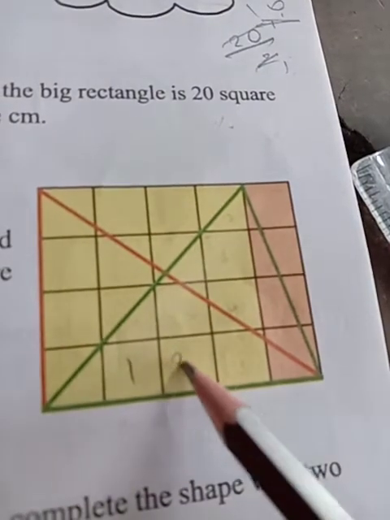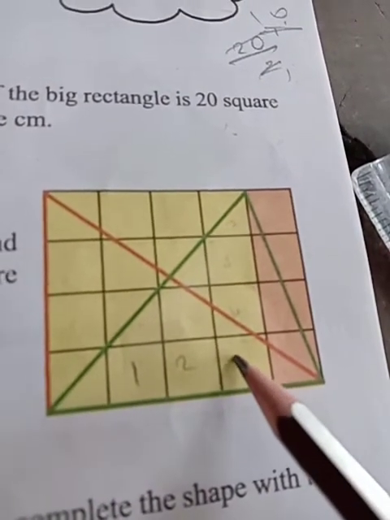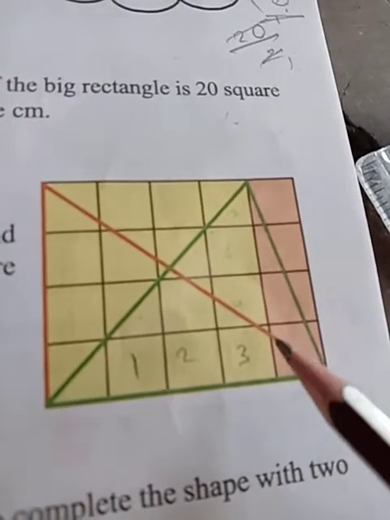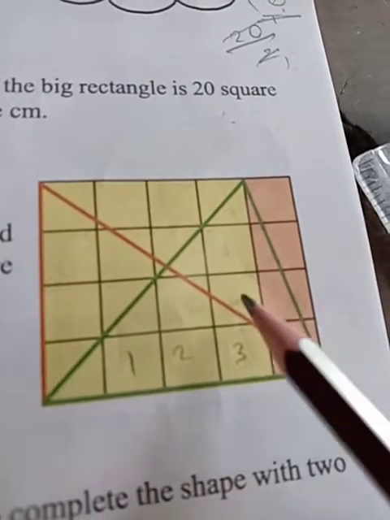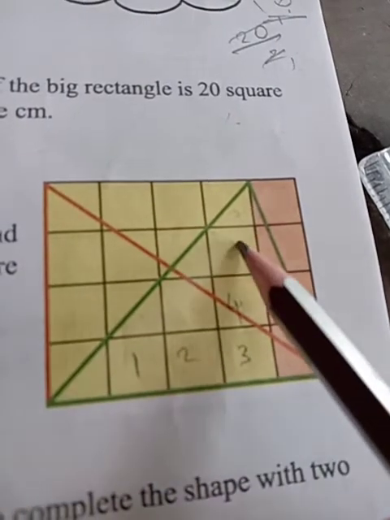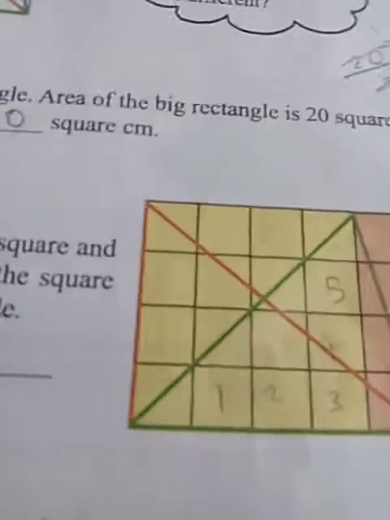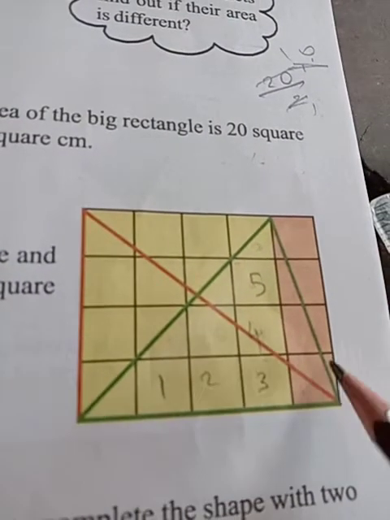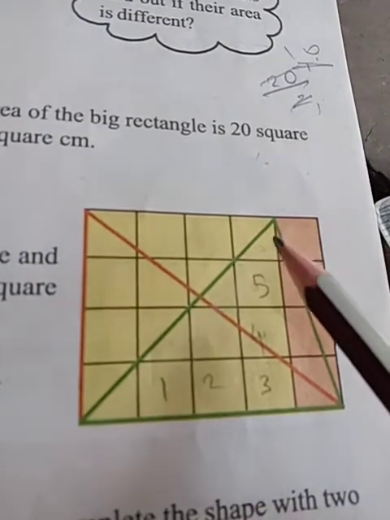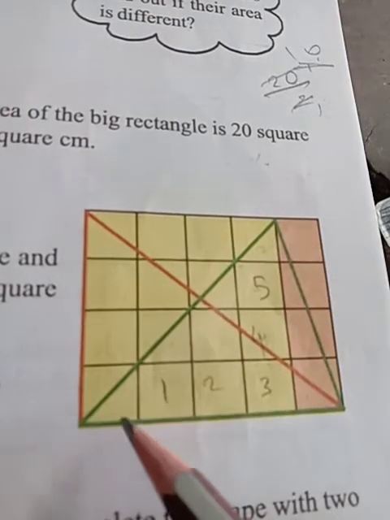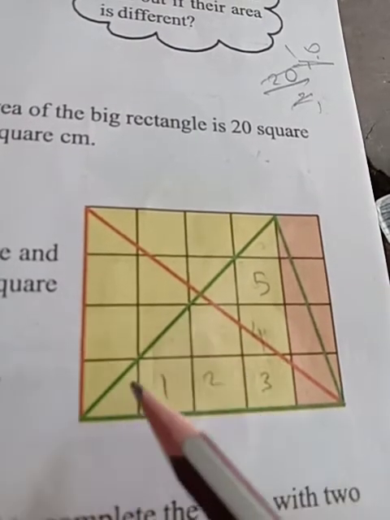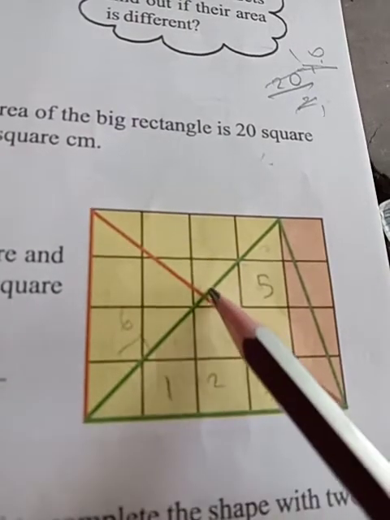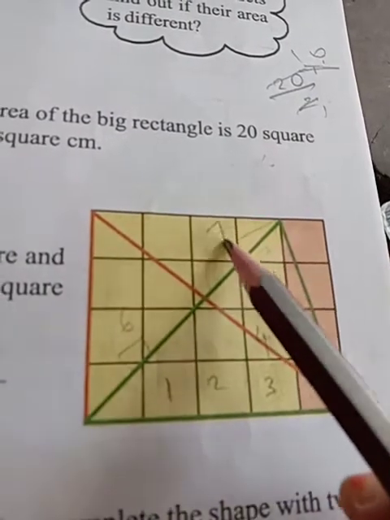1, 2, 3. Here some will be cut only. Here, sorry, not cut. 3, 4, 5. These are full squares only. Next, this half and this half. How much? This 2 makes 6. This 2 makes 7.